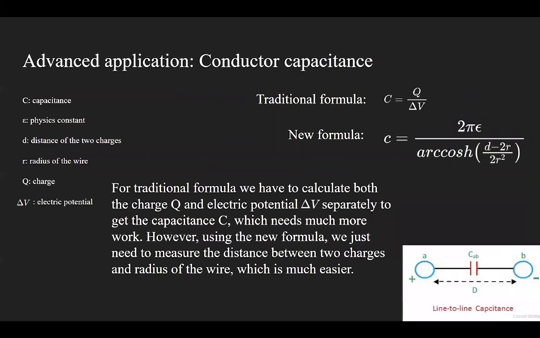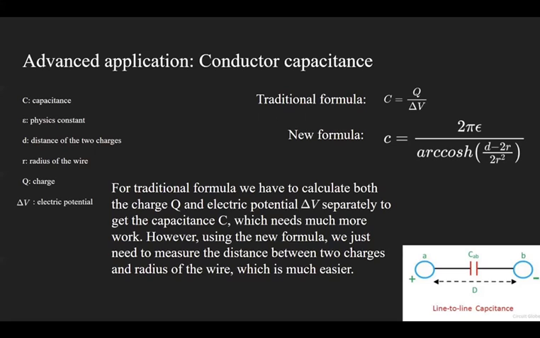Okay, so here is the last advanced application, with conductor capacitance. In my AP Physics C electricity class, I learned the traditional formula, where the capacitance C equals Q, the charge, over the electric potential delta V. Here we're going to introduce a new formula, which involves the arccosh, or inverse cosh, as well as just two simple measurements, which are the distance between the two charges and the radius of the wire.